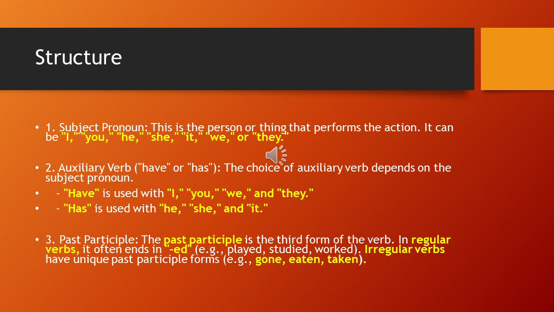This is followed by the past participle of the verb. The past participle is the third form of the verb. In regular verbs, it often ends in ed. For example, played, studied, worked. In irregular verbs, the past participle comes in unique forms. For instance, go becomes gone, eat becomes eaten, take becomes taken.